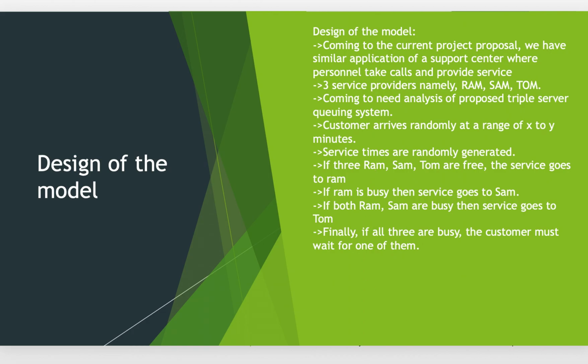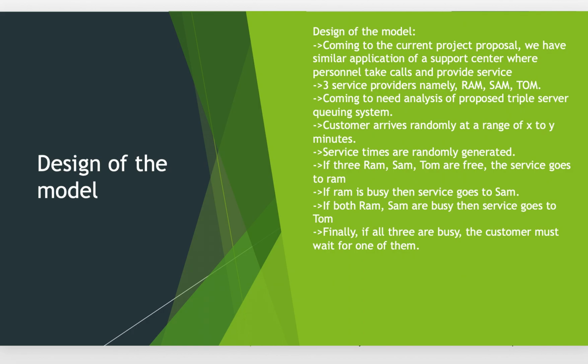If Ram, Sam, and Tom are all free, then the service goes to Ram. The first customer is given to Ram irrespective of anything. If Ram is busy, then the service goes to Sam, and Sam will provide the service. If both Ram and Sam are busy, the service goes to Tom. And finally, if all three are busy, then the customer has to wait for whichever server completes the service first. Then the next customer will be assigned to that particular server. That's why we designed this model.